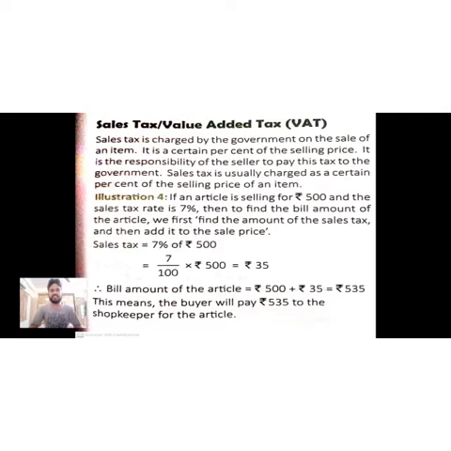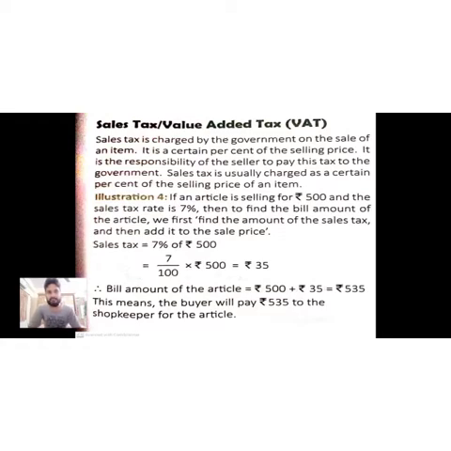So sales tax is charged by the state government on the sale of an item. It is a certain percentage of the selling price. It is the responsibility of the seller to pay this tax to the government. Sales tax is usually charged as a certain percentage of the selling price of an item, an article or a product. See the illustration: if an article is selling for rupees 500 and the sales tax rate is 7%, the selling price of the article is 500 and the sales tax is 7%.